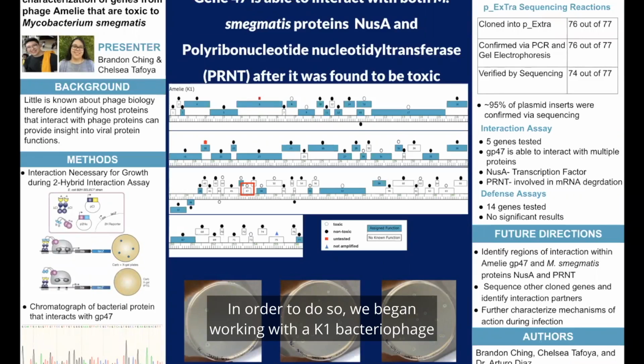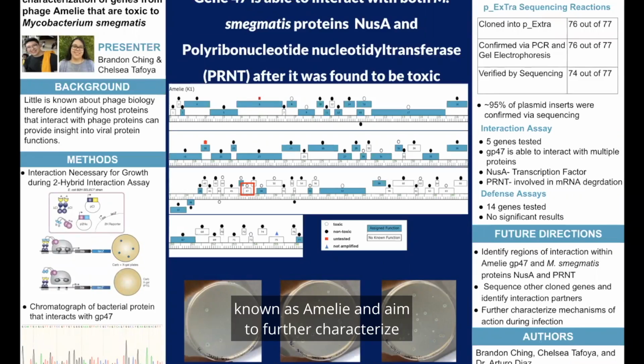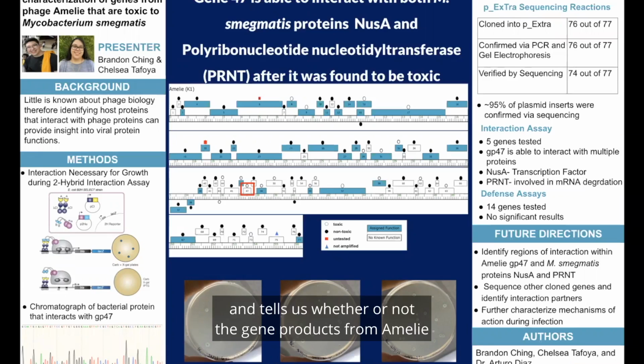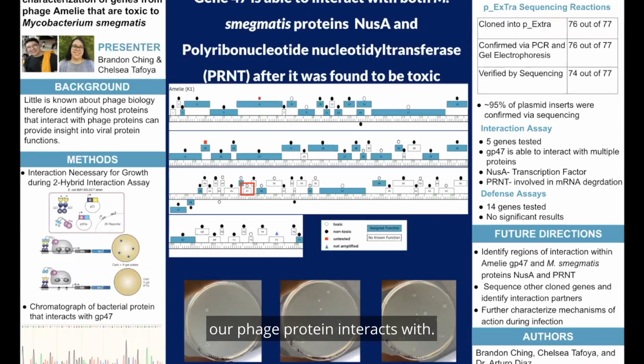In order to do so, we began working with a K1 bacteriophage known as Amelie and aimed to further characterize its genome through multiple assays. The first assay we went through is known as the cytotoxicity assay and tells us whether or not the gene products from Amelie are toxic to our host bacteria. The second assay is known as the defense assay and tells us whether or not our gene products are able to provide defense against infection from other phage. The third assay is known as the two-hybrid interaction assay and allows us to determine which bacterial protein our phage protein interacts with. So diving straight into methods, here's a figure that illustrates how exactly this assay works.